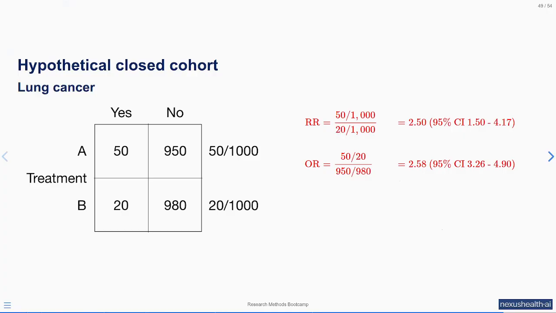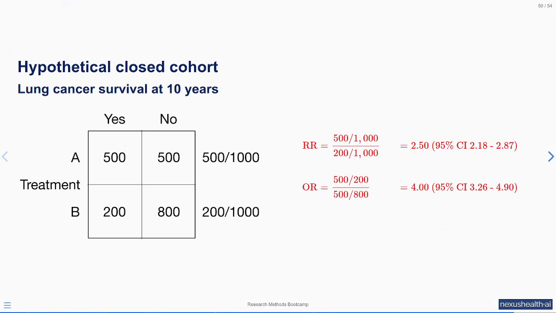And so, if we calculate the relative risk, we get 2.5. And we can see the confidence intervals go from 1.5 to 4.17. If we calculate the odds ratio, we discover that we have an odds ratio of 2.58. So this illustrates what we just said, that the odds ratio can overestimate the true risk ratio. So we must always bear that in mind. Yes, we use it, but we should bear in mind that it can overestimate.